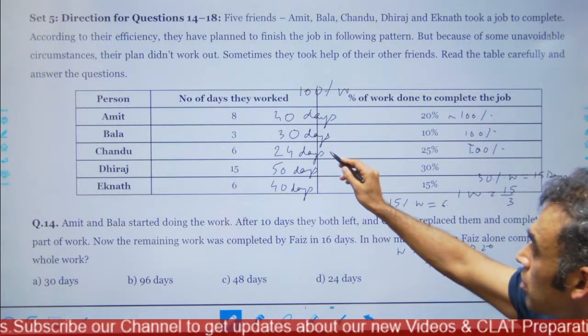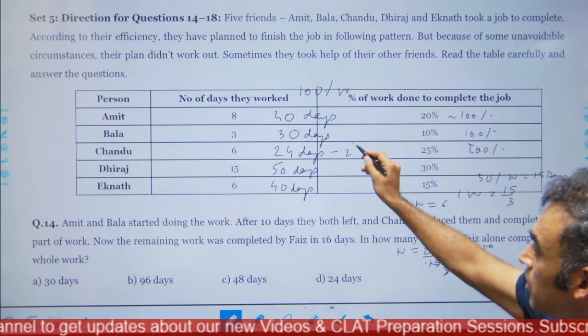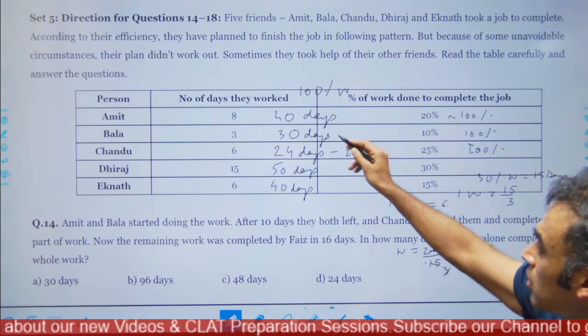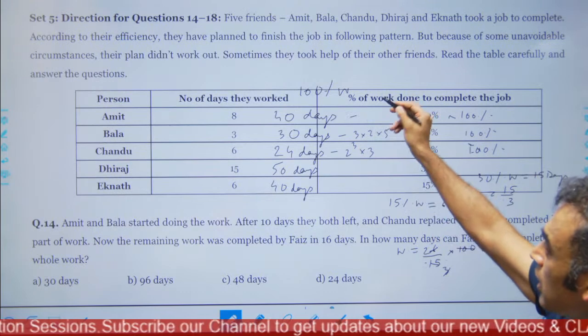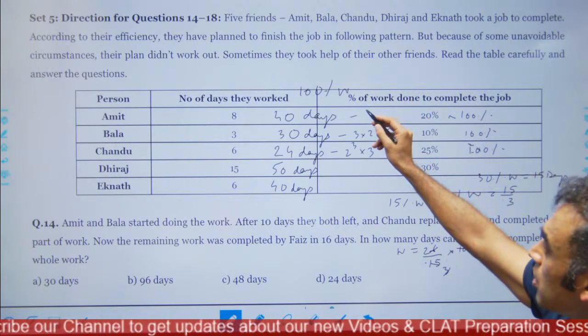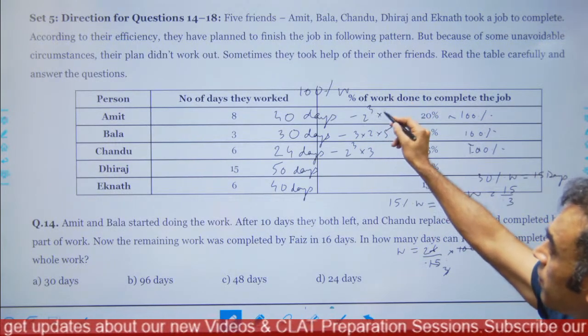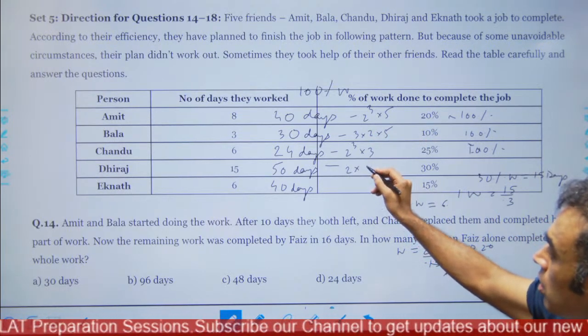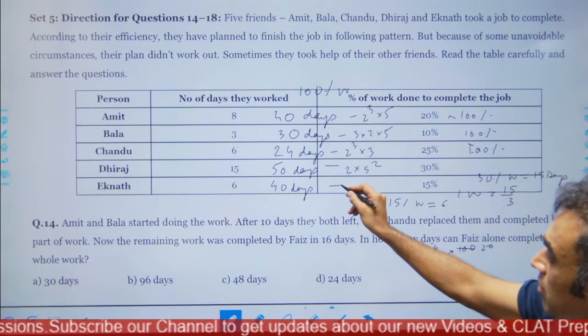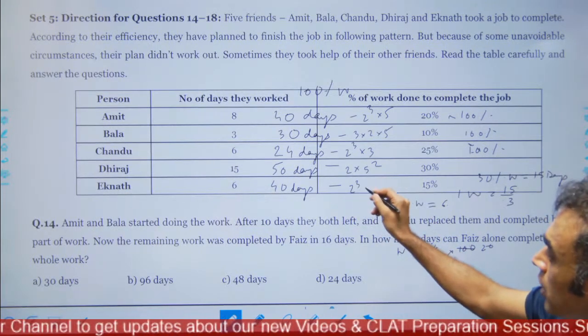So in 24, the prime factorization is 2 cube into 3. 30 is 3 into 2 into 5. 40 is nothing but 2 cube into 5. 50 is 2 into 5 square. And 40 is 2 cube into 5.